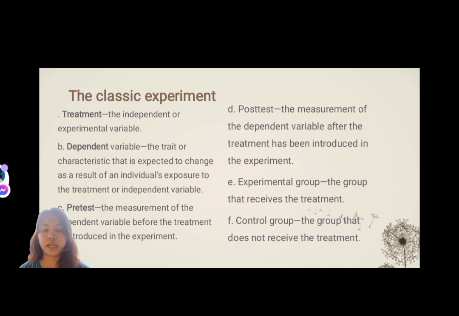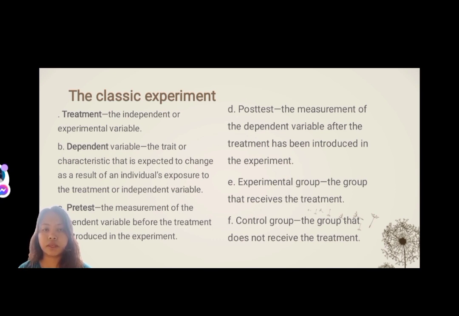There are different types of experiment. By classic, we mean the experiment as originally designed, or what is referred to as the true experiment. The classical experiment has 6 components as follows. A. Treatment. The independent or experimental variable. This is the variable that the researchers manipulate or modify, and as such is the cause variable in the causal relationship.